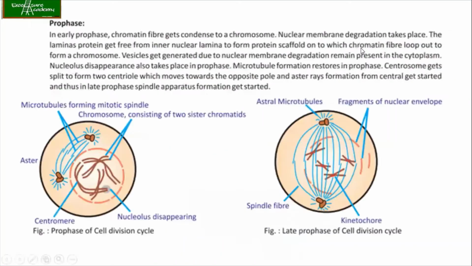So this lecture is going to be very basic, guys, because we have studied this a long time ago. What is prophase, what is metaphase. Now, in early prophase, the chromatin fiber starts getting condensed into chromosomes. Nuclear membrane degradation takes place. Now, what are the proteins which help in the condensation of the chromosomes? We discussed this in the last lecture.